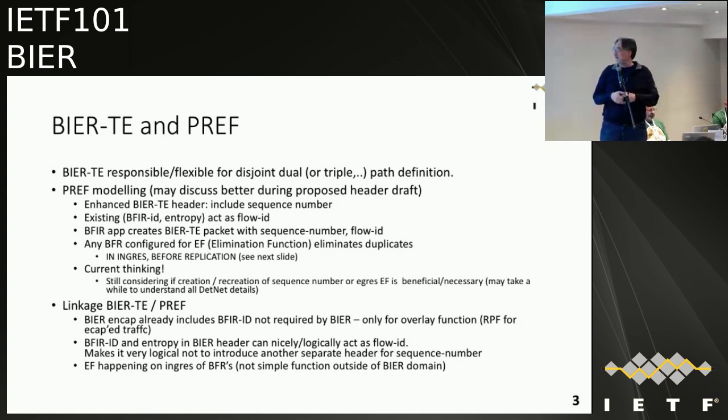The linkage between BIER-TE and the pref function really is, the encapsulation already provides 50% of what we need. We already have in the encapsulation header also other fields that we're reusing that were only brought in for the application, not for BIER itself, like the BFIR ID is used for the overlay, not for the forwarding in BIER. So that, I think, makes it very logical to add the sequence number as an option there. And as I said, the elimination function does not happen after BIER is done, but it happens actually on ingress of any BFR. Next slide.